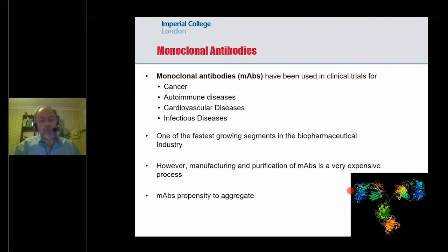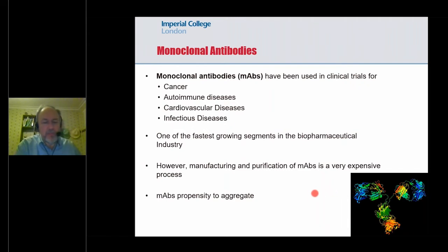So we've been working on monoclonal antibodies and proteins for many years in our group, really around stability and aggregation behavior. And of course, monoclonal antibodies are used for a whole range of diseases these days: cancers, autoimmune diseases, infectious diseases, cardiovascular diseases, and it's a big growing segment. But they're quite complicated and difficult and expensive molecules to make, and they unfortunately have a propensity to aggregate. And if they aggregate, that has a number of problems.